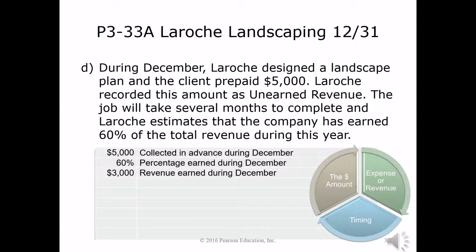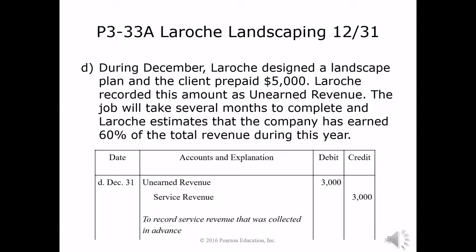The journal entry is a debit to unearned revenue for $3,000, which will reduce our unearned revenue for this client down to $2,000, and service revenue credit of $3,000.